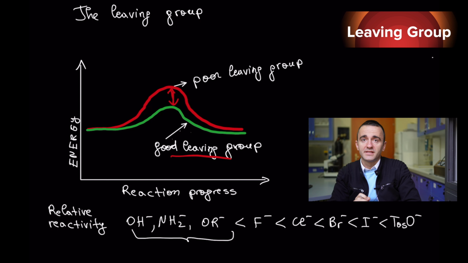But which are those groups that best stabilize negative charge? Those are the tosylate first, the most reactive one for SN2. I will explain the structure below.